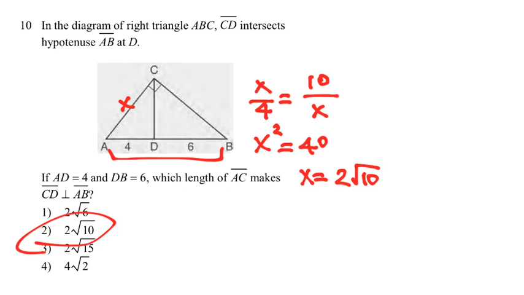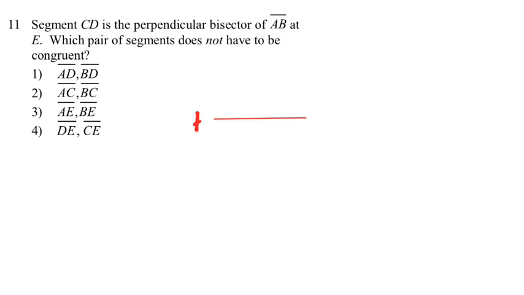Alrighty, let's move on to the next question. Number 11. So we have segment CD is the perpendicular bisector of line segment AB. So at E, I'm going to try to draw the picture over here. That's E. Those two sides must be equal and perpendicular in this way.